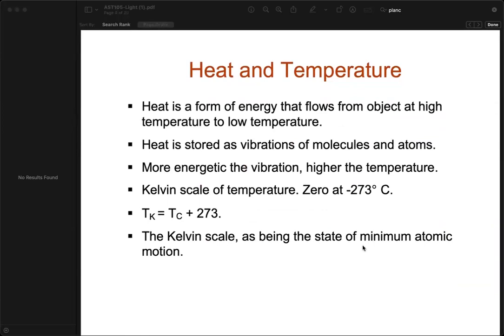Talking a little bit more about this, as we are going to discuss this more, we want to improve our understanding of what heat and temperature is. Heat is a form of energy that flows from an object at high temperature to an object at low temperature. Heat is stored as vibrations of molecules and atoms. So if some object is hot, then that means the molecules and atoms inside it are vibrating. And the hotter it is, the more strongly the molecules and atoms are vibrating.